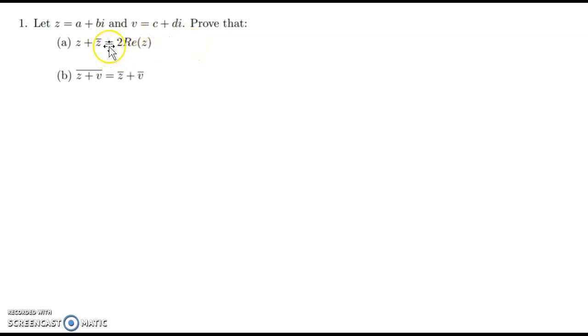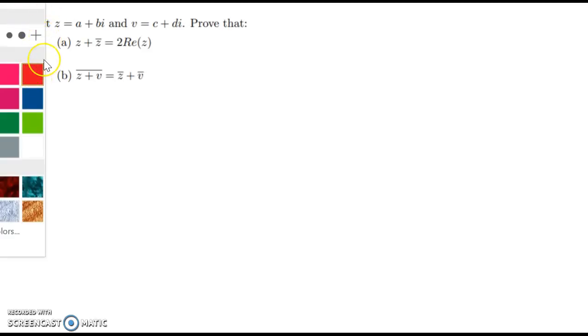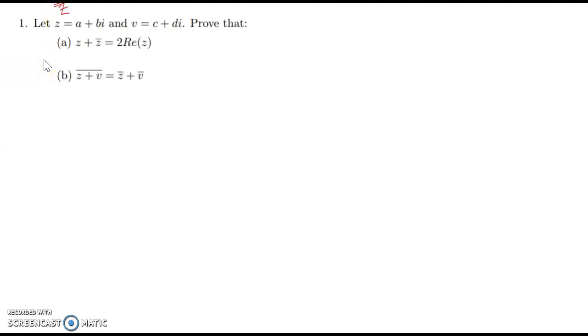And if you take a look, it has to do with these conjugates. So let me write down the definitions of conjugates first. Since z is defined as this, z conjugate, with a bar above, is going to be a minus bi, and the conjugate of v is going to be c minus di. So after you write this, let's start.